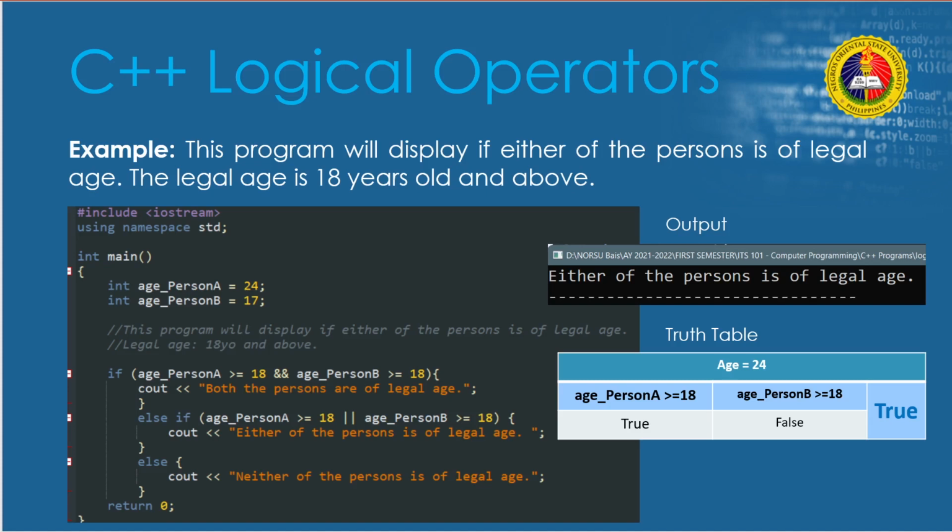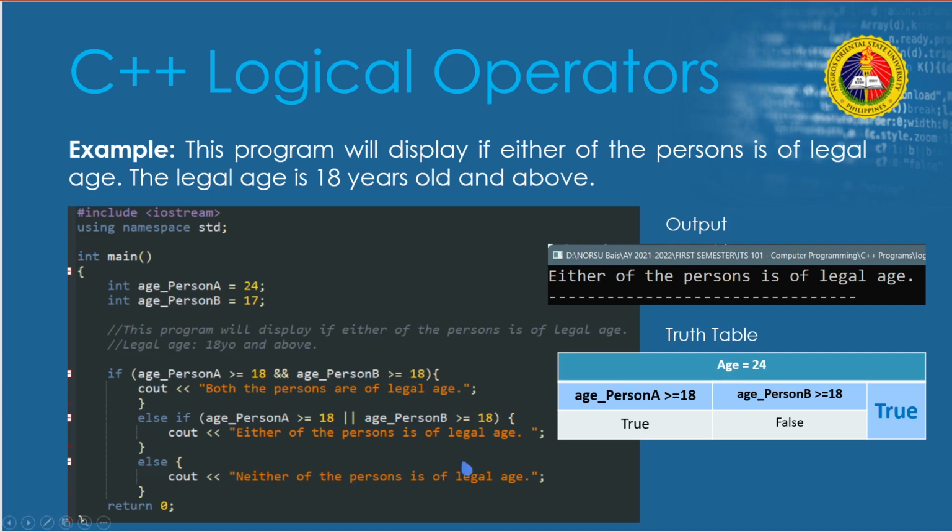Something like that. So it's going to be the same scenario. Even if only one option is true, then the entire situation or statement is going to be true. However, if both of the operands are false, then that's the time that the statement will also be false. So again, we're going to create a program that will display if either of the persons is of legal age. So if one of them is legal, then it will say a person is of legal age, and so on.